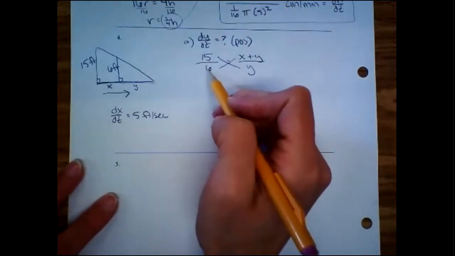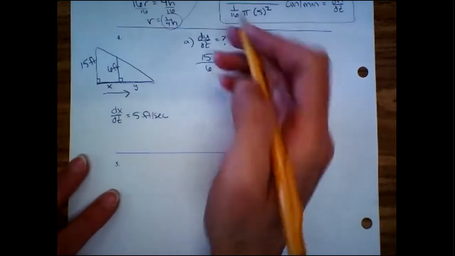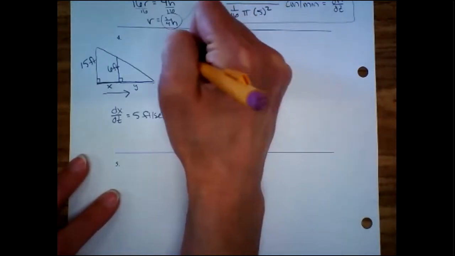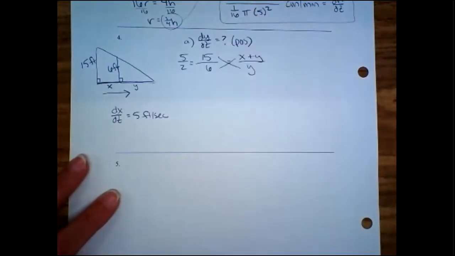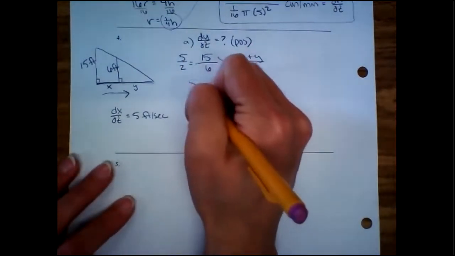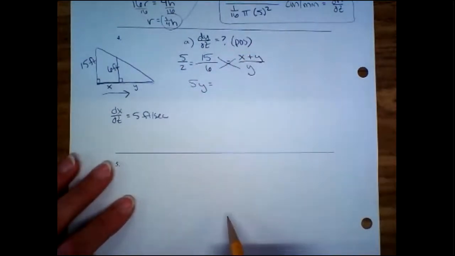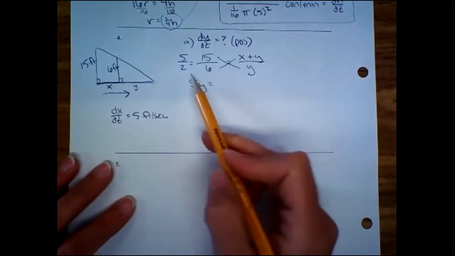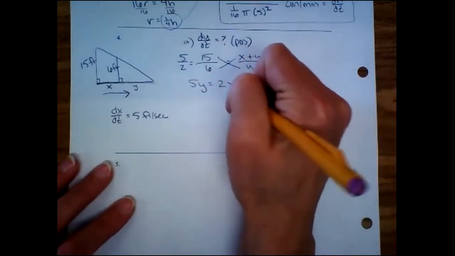Actually, can we reduce this fraction first? That'll make the numbers smaller. What's that going to reduce to? Yeah, 5 halves. Just to make the numbers smaller. That's the only reason. All right, so cross multiply. You'll have 5y equals 2x plus 2y.